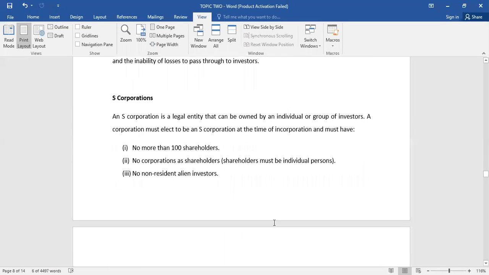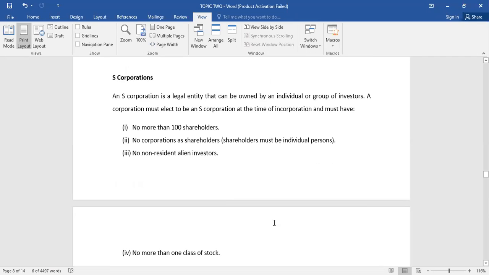Then you have the S corporations. An S corporation is a legal entity that can be owned either by an individual or a group of investors. So a corporation must elect to be an S corporation at the time of incorporation through the following. The shareholders are not supposed to be more than 100. No corporation as shareholders, unlike in the C corporation. No non-resident alien investors. So this will be strictly for the locals, and no more than one class of stock.